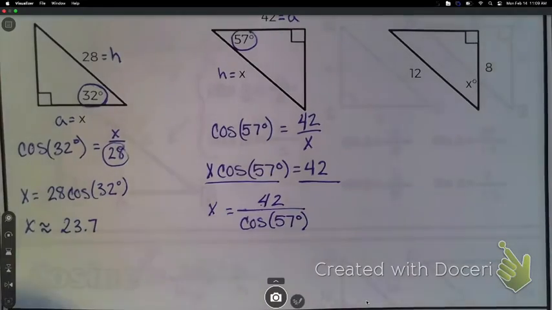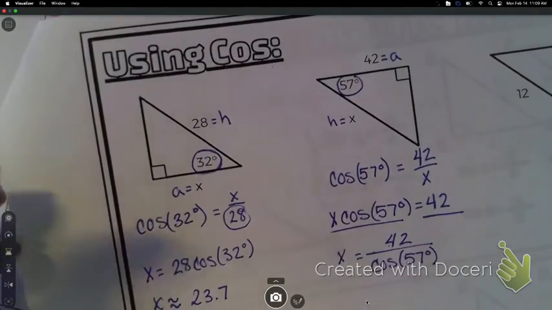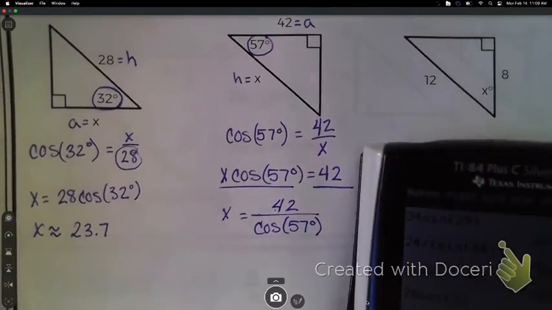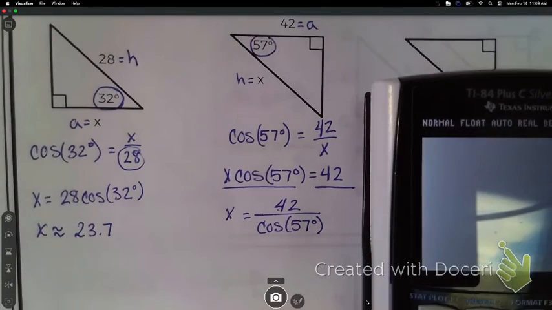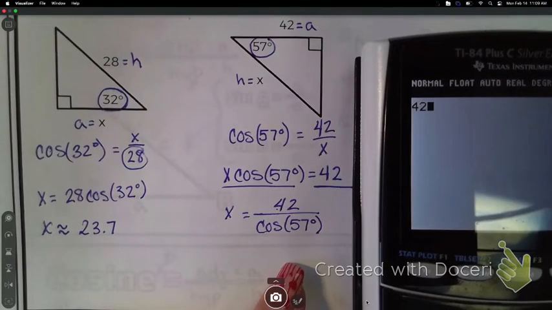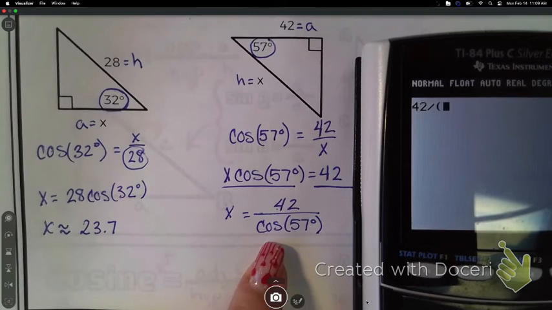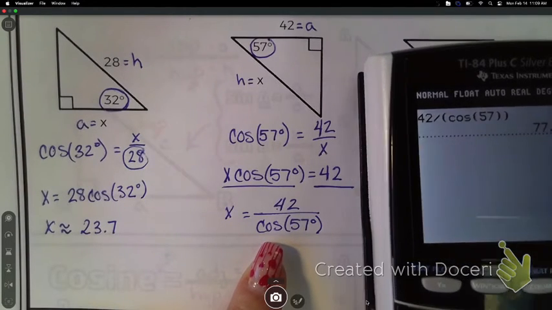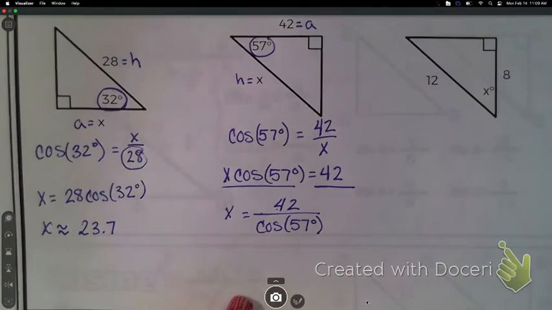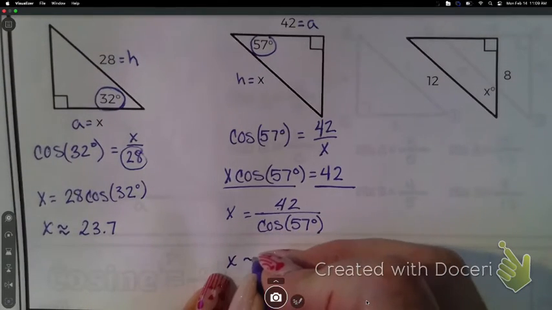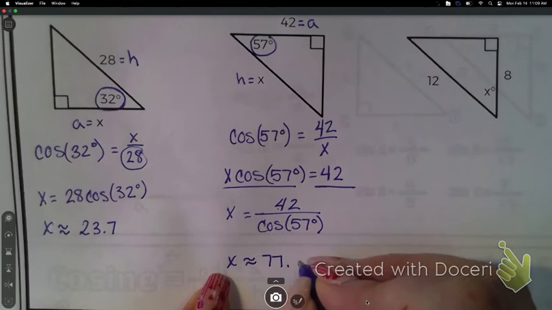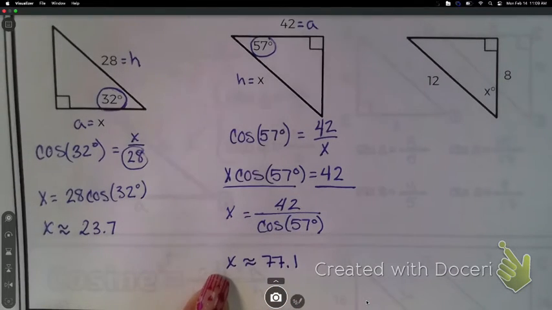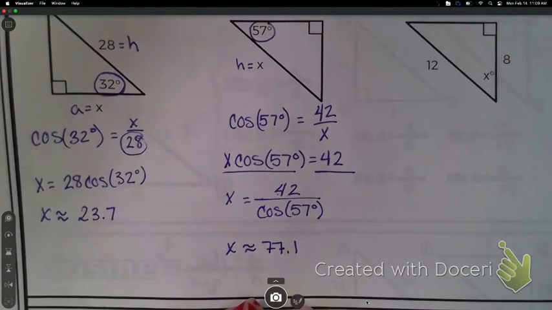Now, I'm going to reiterate this again, guys. You need to practice putting parentheses around your denominator, because there will be problems it will get wrong if you don't put them there. So 42 divided by parenthesis cosine 57 parenthesis, if you're using anything other than a calculator like Cooper is using. And you should get approximately 77.1. Is that what you got? Yes. Okay.